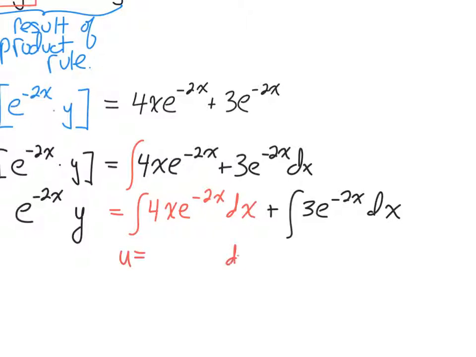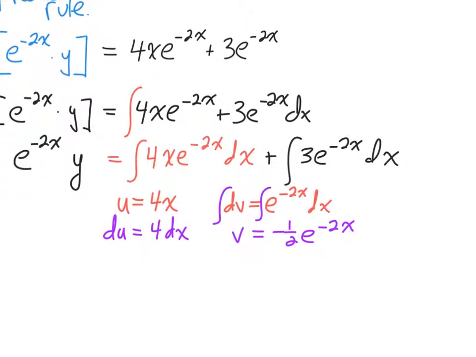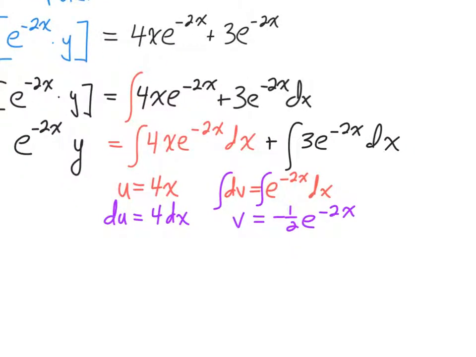What's my u? 4x. My dv? e to the negative 2x dx. So du equals 4 dx. v would be equal to negative 1/2 e to the negative 2x. So we just need a little uv minus the integral of v du action.